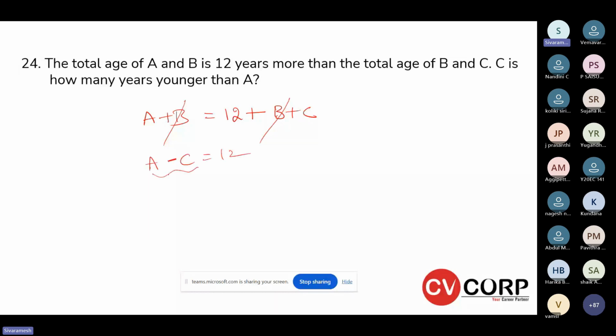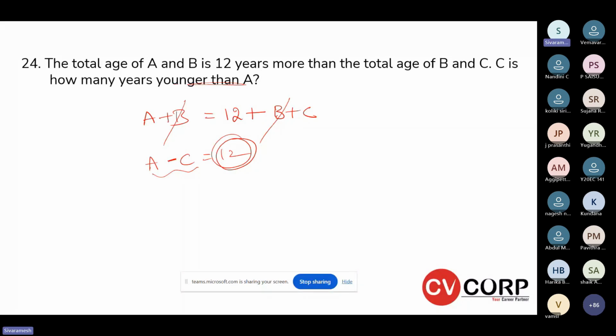So the answer is 12 years. It's very simple. Actually, there's no need to use pen and paper for that. We can directly say, from simple logic, that the sum of their ages is 12 years more than the sum of the ages of B and C. So here B will get cancelled, and the difference between A and C will be just 12 years. That's what they are asking in the question.